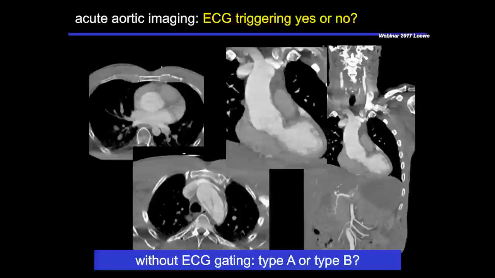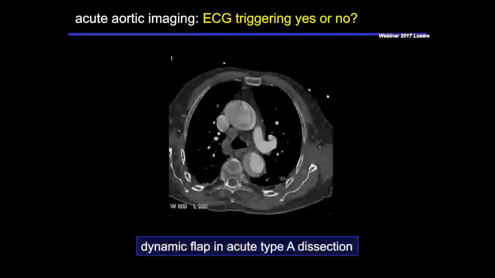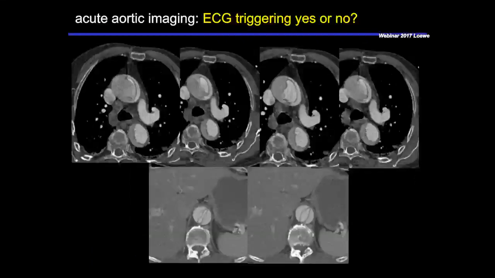So ECG triggering is really helpful to assess the aortic root and to safely differentiate between the dissection membrane and an artifact. Well, an acute dissection is a very dynamic process, so the dissection membrane is not stationary. We have movement of the dissection membrane during the cardiac cycle, so the true lumen can be compressed in systole, but can be even bigger in diastole.